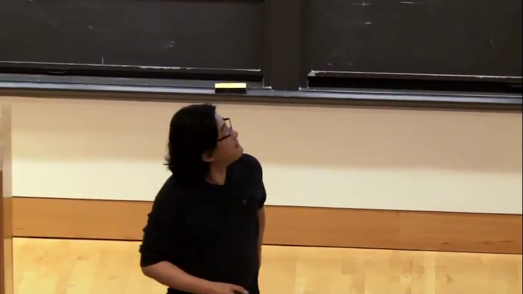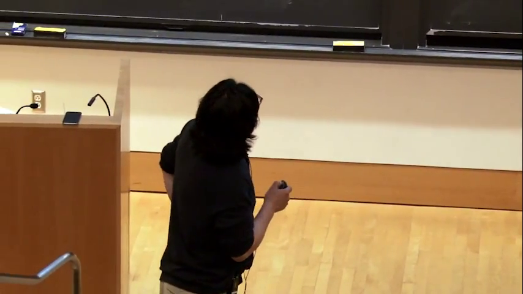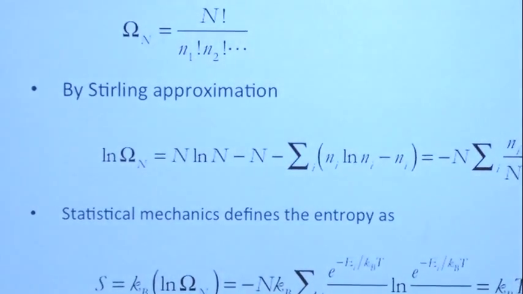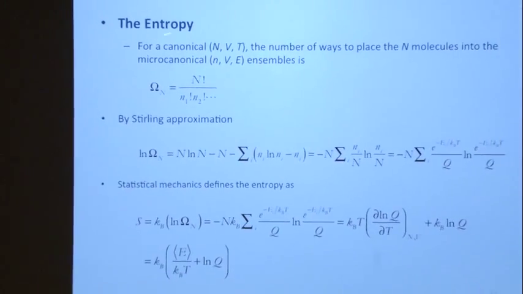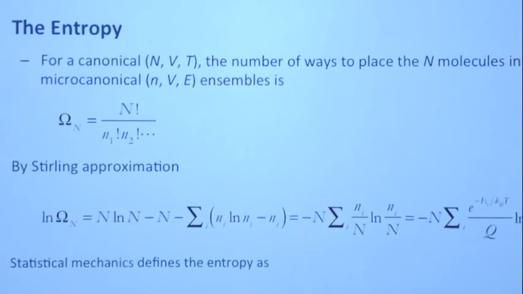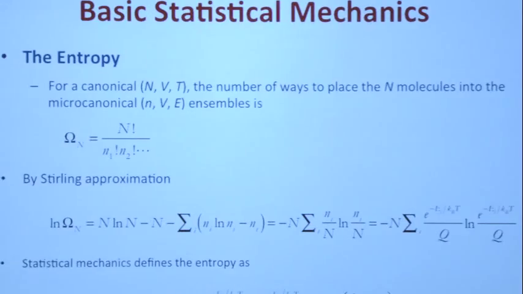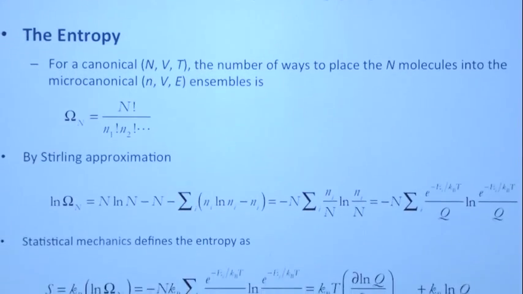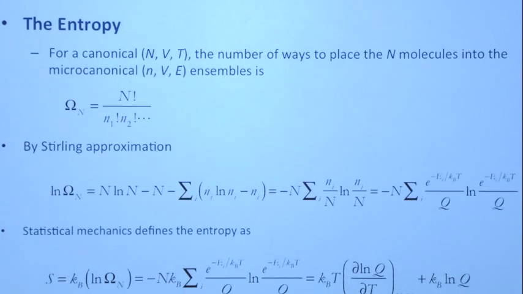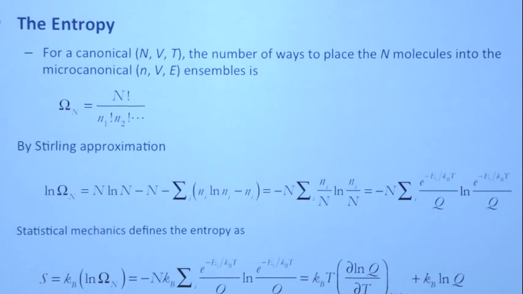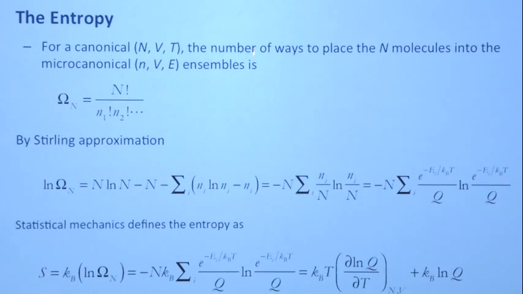Okay. Mathematically, you have a canonical ensemble. The number of ways to place N molecules into the microcanonical ensembles, where each shelf, each level, is a microcanonical ensemble, is, by statistical argument, the total number of molecules factorial divided by the lowercase n in those microcanonical ensembles factorial, and a product of them.